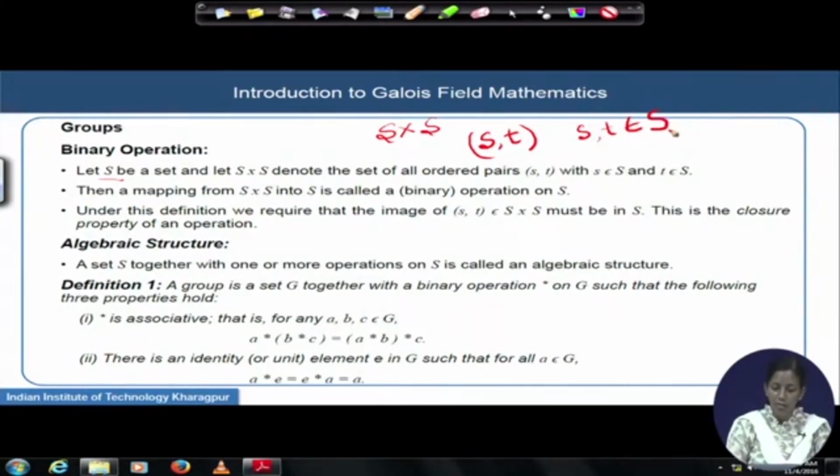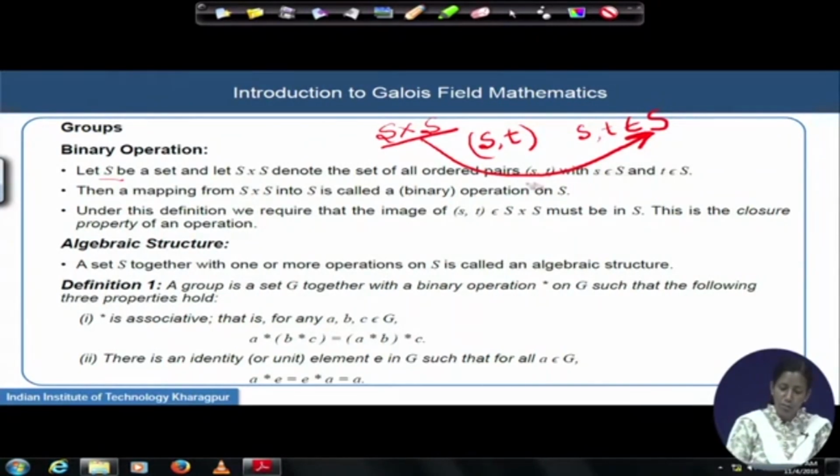So, I started with S, I took all the ordered pairs that belong to S and put all the ordered pairs into another set, which is S cross S. Then a mapping from this S cross S to S will be called a binary operation.